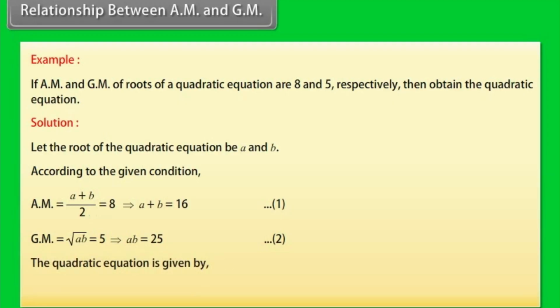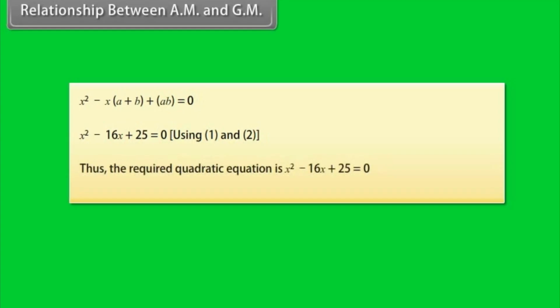The quadratic equation is given by x square minus x into sum of roots plus product of roots is equal to 0. x square minus x into A plus B plus AB is equal to 0. x square minus 16x plus 25 is equal to 0 using equations 1 and 2. Thus, the required quadratic equation is x square minus 16x plus 25 is equal to 0.